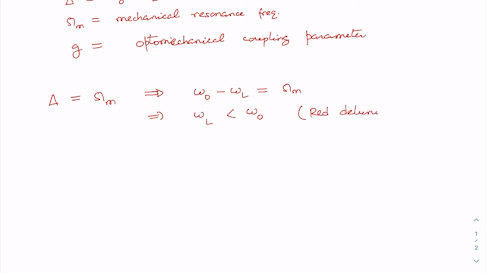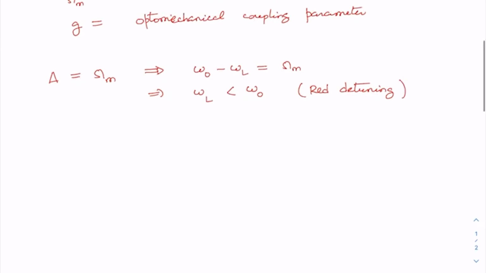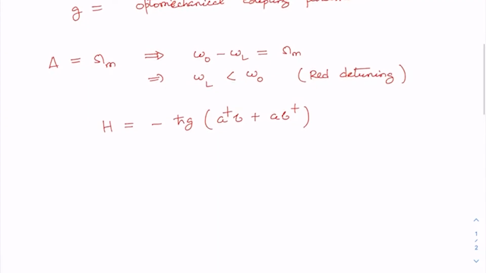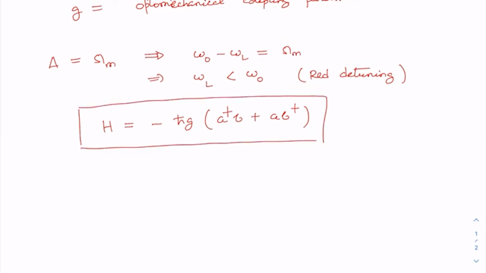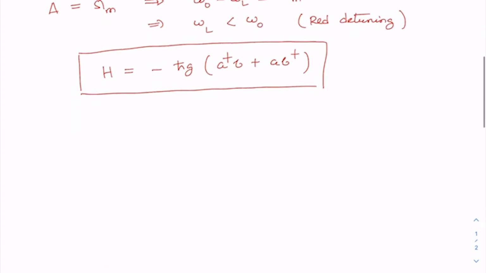This regime we discussed in the last class, and under the rotating wave approximation we get the Hamiltonian as minus h cross z times a dagger b plus a b dagger. Now as you know, a refers to the annihilation operator corresponding to the optical mode, and b refers to the annihilation operator corresponding to the mechanical mode. So this Hamiltonian physically states that one can transfer information from the optical mode to the mechanical mode and vice versa, subject to appropriate conditions.